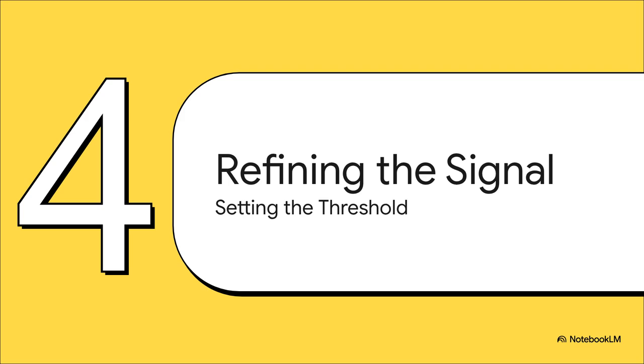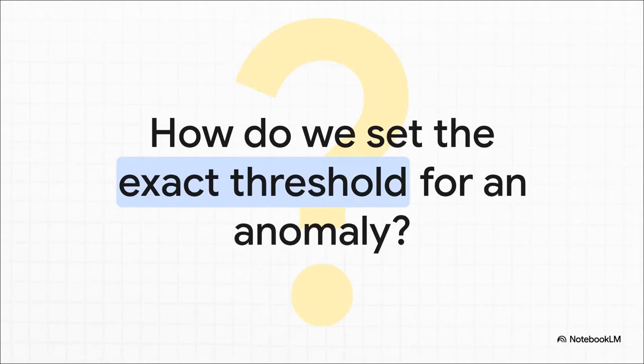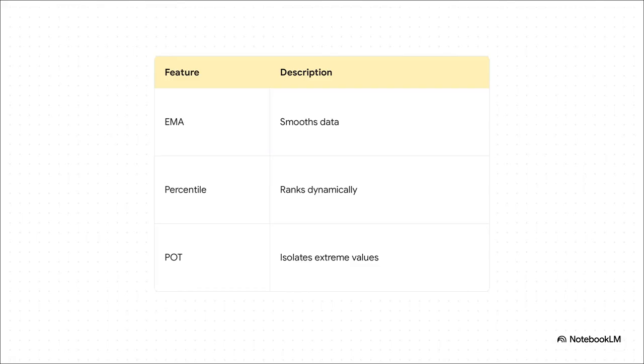Setting the threshold. Now, this brings up a huge question. How do we set the exact threshold for an anomaly? I mean, if the system flags every single tiny discrepancy, you're going to be completely drowning in false alarms, right? The tool becomes useless. But if you set the threshold too high, you might completely miss a catastrophic failure. We need precise mathematical tools to draw that boundary line dynamically. And that's exactly what this repository solves, using three specific statistical features.